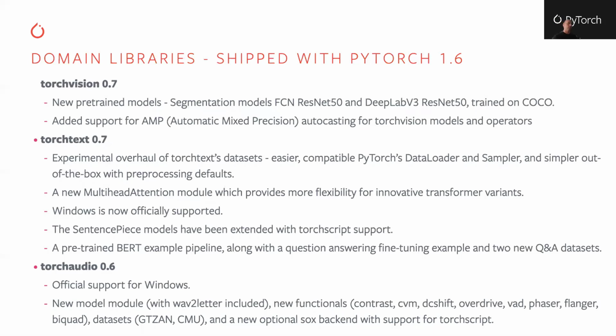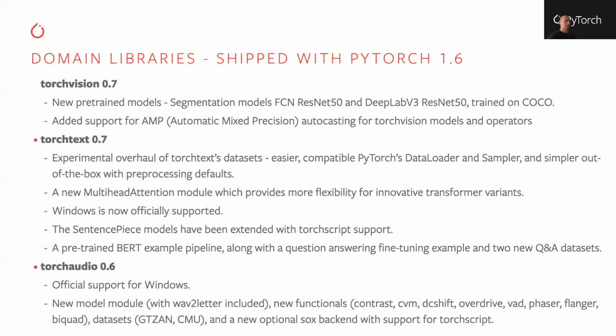In TorchVision, we've added some new models for semantic segmentation. You can see the FCN based on ResNet 50, DeepLab v3, which is also based on ResNet 50, both trained on the COCO dataset. We've also added AMP support in TorchVision, which is really cool, so you can basically do autocasting for models and operators in TorchVision.